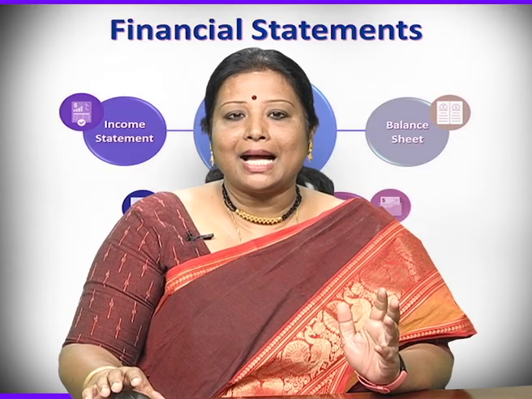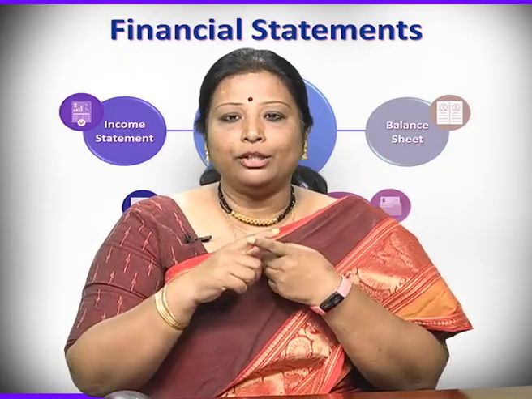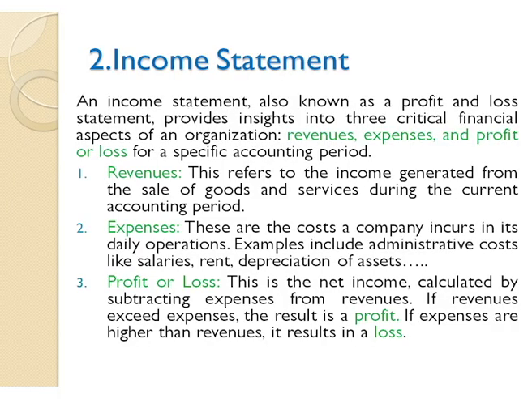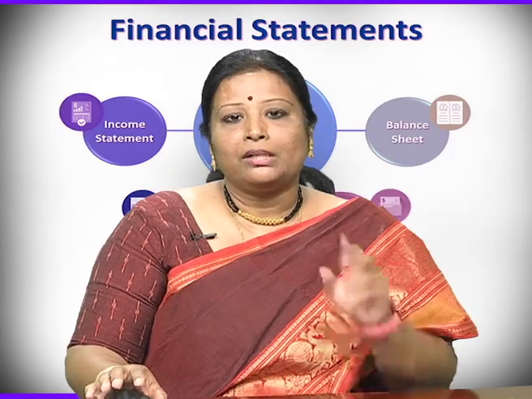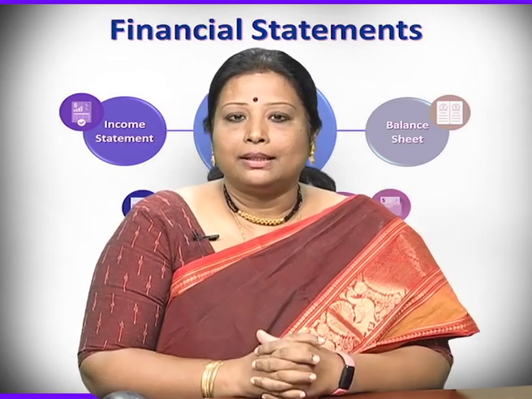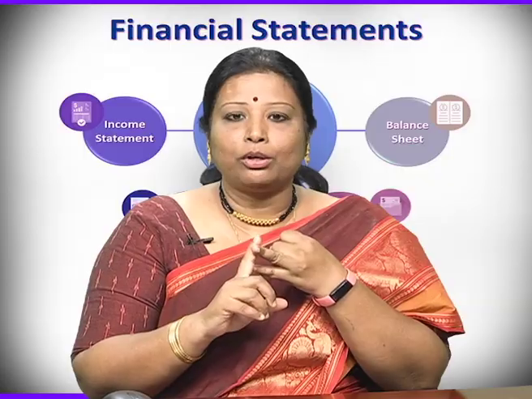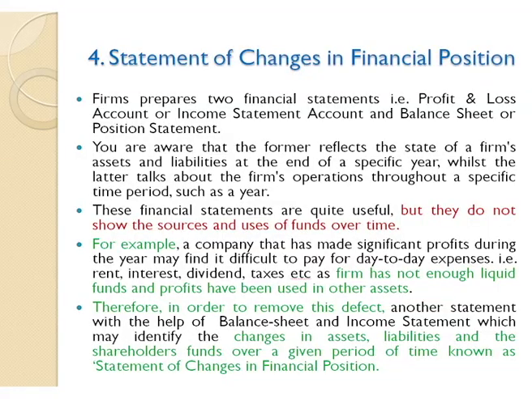So, dear students, the income statement, also called the profit and loss account, has three main elements: the revenue, the income generated from sales; expenses, the costs a company incurs on a daily basis like salary, rent, depreciation; and the difference between expenses and income, the profit or loss. The third one is the statement of changes in equity. This statement shows how a company's equity changes over a period of time. It includes the beginning equity balance, net income or loss for the period, dividends paid to the shareholders, and other changes in equity like issuing new shares.